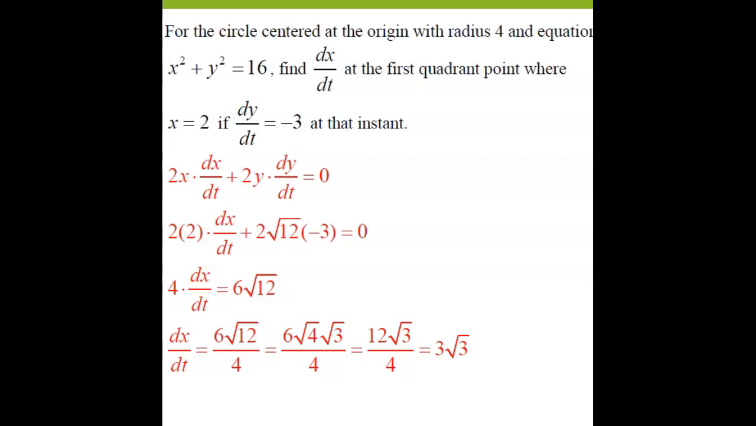And then they tell us x. You can find y by plugging x into the original. So you'd have 2 squared, which is 4. 16 minus 4 is 12. So that's where we got y equal to the square root of 12. So that's where that comes from in our problem right here. Then you plug in x, which is 2, and y, which is square root of 12 that we got from plugging it in. And then they told me dy/dt, so I plugged that in. And then you solve for dx/dt. So again, that's a variation of a parametric.